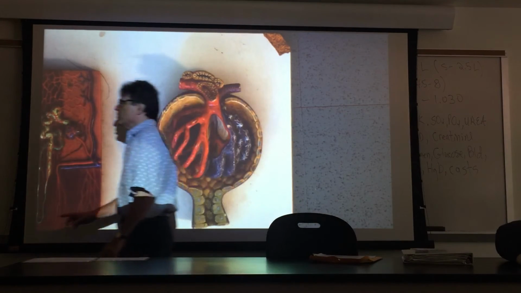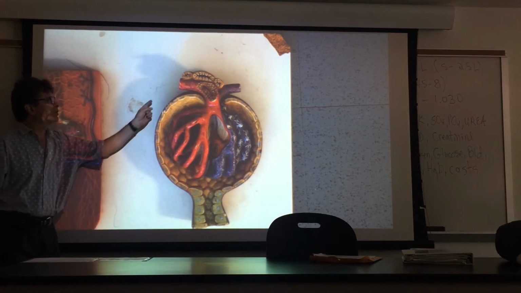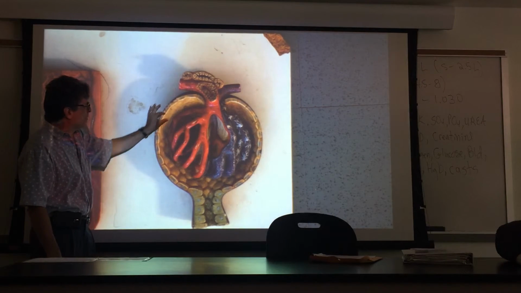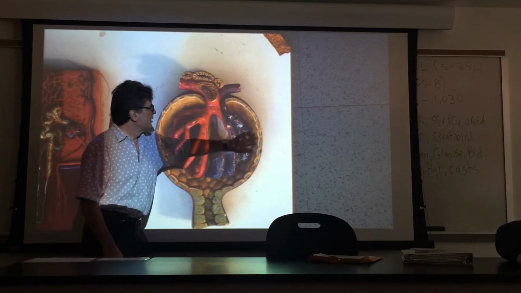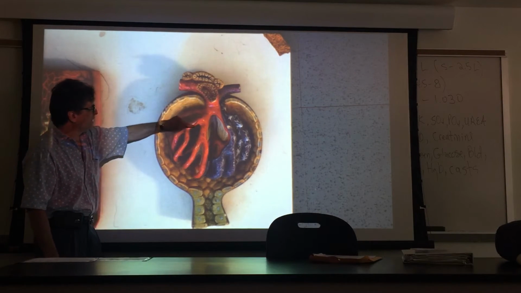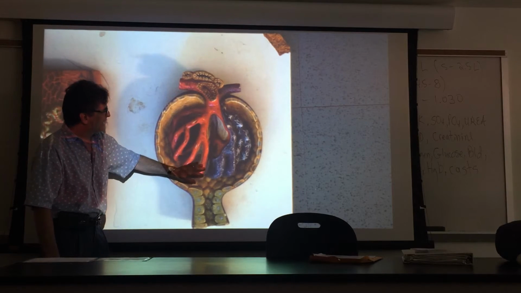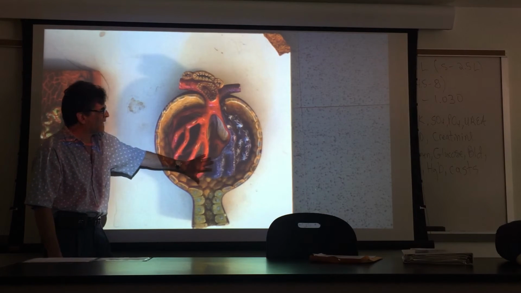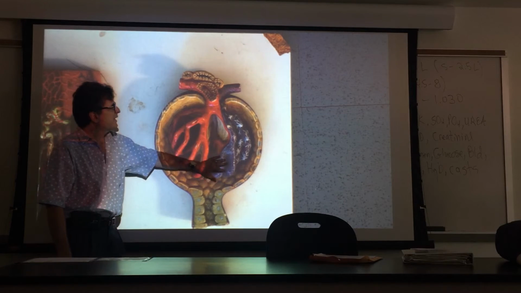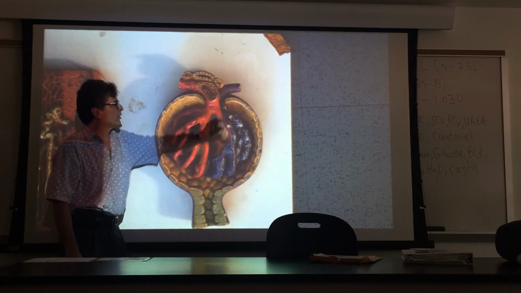The model shows an afferent arteriole coming in. This is Bowman's capsule. Here's the afferent arteriole, and it forms the glomerular capillary bed, and it leaves as an efferent arteriole.